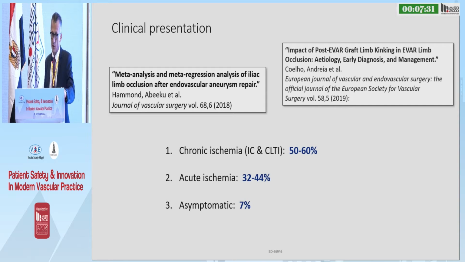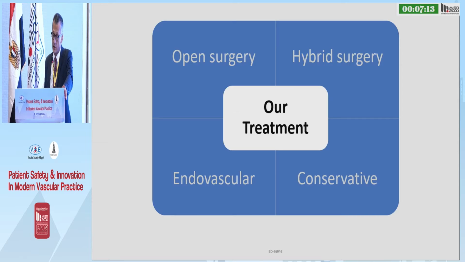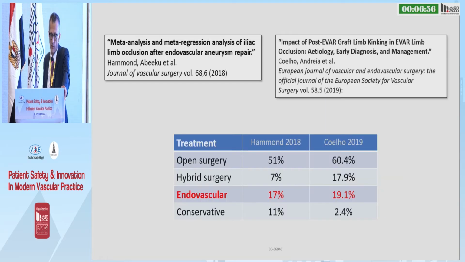About the clinical presentation, usually we can have chronic ischemia ranging from intermittent claudication to CLTI, but in around 40% of cases we can also have acute ischemia. If we decide to treat this patient, we can use different approaches: open, hybrid surgery, a totally percutaneous approach, or in some cases, in an asymptomatic or less symptomatic patient, we can be conservative.